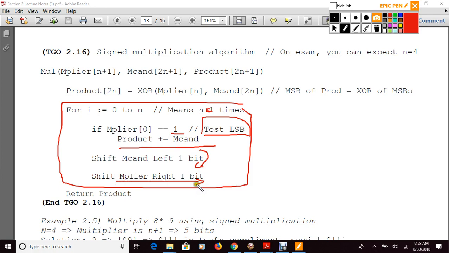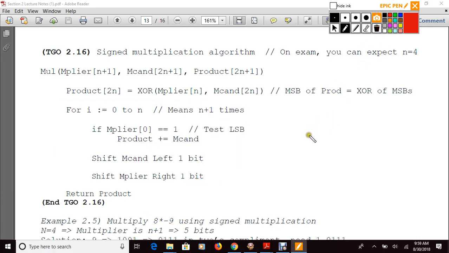And we go through the actual example of 8 times negative 9 here in example 2.5. You'll see how that works in more detail. But basically what we're doing is we're shifting everything left. We're shifting the multiplicand left so we can know what it is that we need to add. And the reason why we're shifting the multiplier right is because we're testing the least significant bit. So we're popping off the least significant bit so we know which value we want to test, which is going to be a 0 or 1. And then at the end, we want to return the product. And it should be n minus 1.